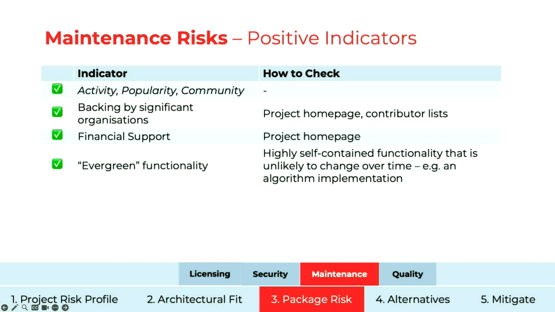Some more specific things, backing by organizations. If it has funding or there are a lot of big organizations that are using that, it's a really good sign. If they have financial support, which is sadly very rare in the open source community, but if there is financial support, then it means that the development is likely more sustainable. Also, if a package has evergreen functionality, which is very self-contained functionality that's unlikely to change over time, examples being algorithm implementations, or parsing a protocol that hasn't changed since the 1980s, then if it hasn't been updated in a few years, then look, it's probably fine.